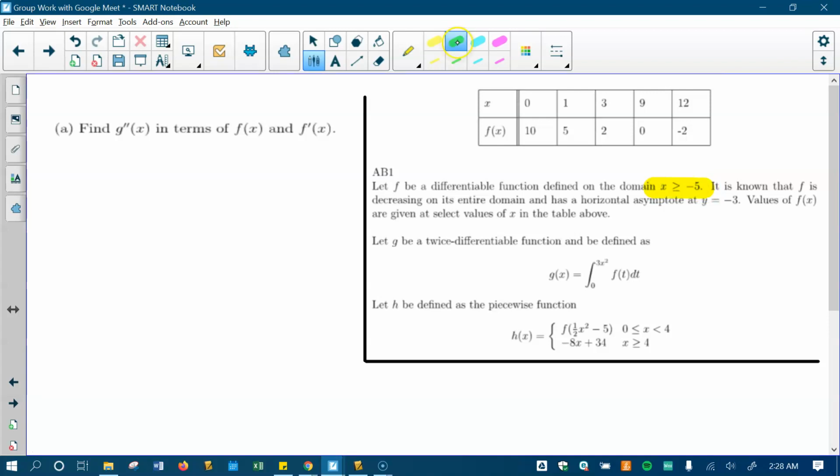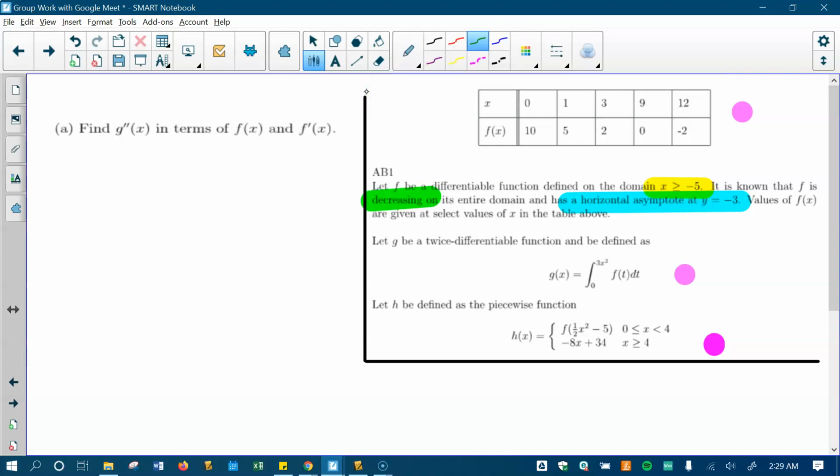It's known that f is decreasing, so that means that f prime is going to be negative on its entire domain, and has a horizontal asymptote of y equals -3. That sounds like some extra information that they're giving you for later. Values of f are given selected in the table. And I told you guys in the last video, if you watch it, that the kinds of problems that you're going to see will most likely have a table, an equation, and definitely a piecewise. Okay, so let's go ahead and see what we got here.